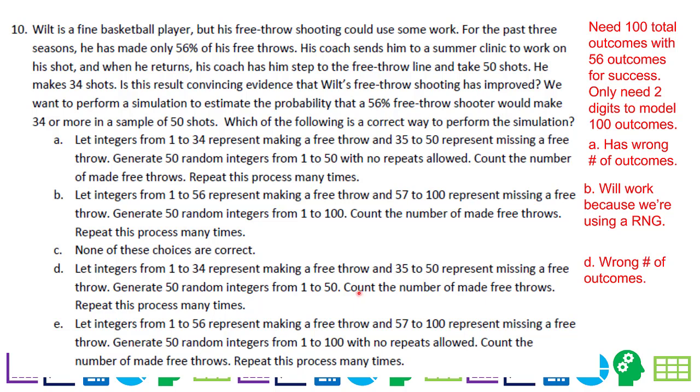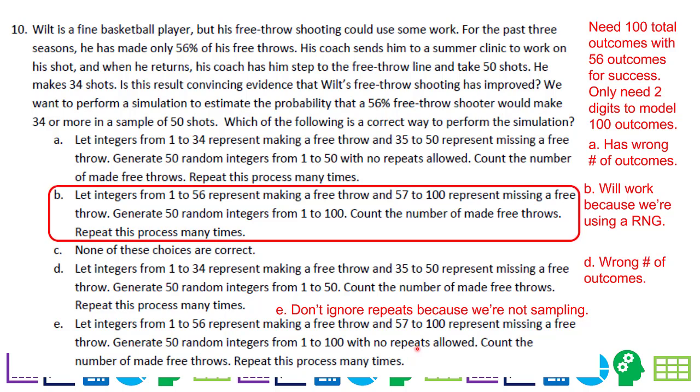And I think what they're saying is, oh, we want to know if 34. Don't let that 34 confuse you at this part, all right? We're going to get to that later. Then finally, choice E, let integers from 1 to 56 represent making a free throw, and 57 to 100 represent missing a free throw. Here, the difference is they say no repeats allowed. We're not really sampling and not putting back. Attempts that you can repeat over for infinity, we can have repeats. So don't ignore repeats because we're not sampling. We're just simulating, okay? So the correct answer is B.